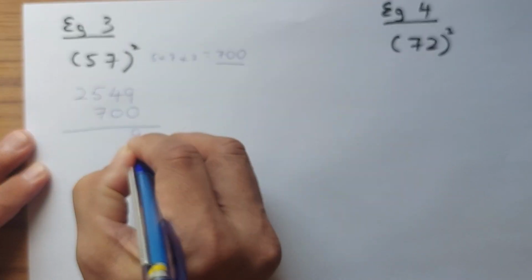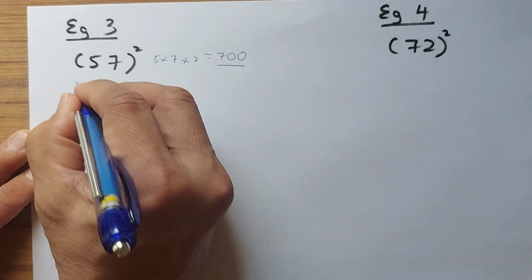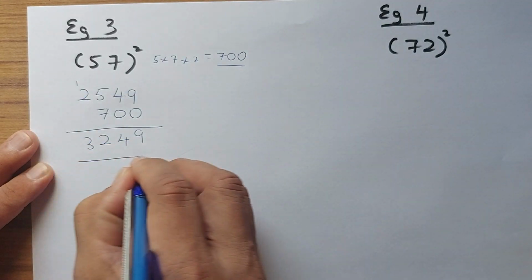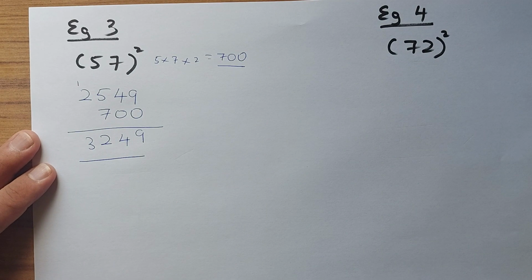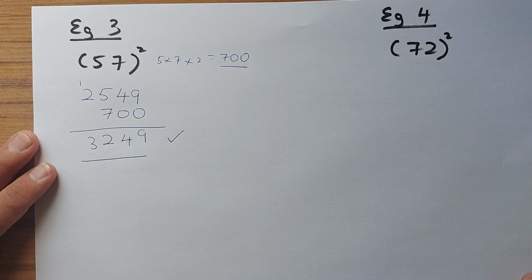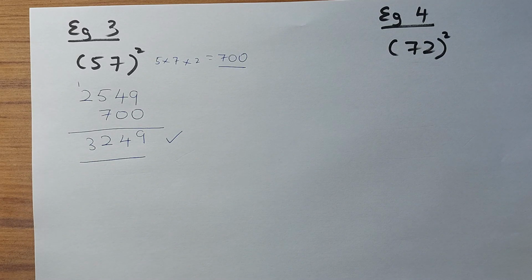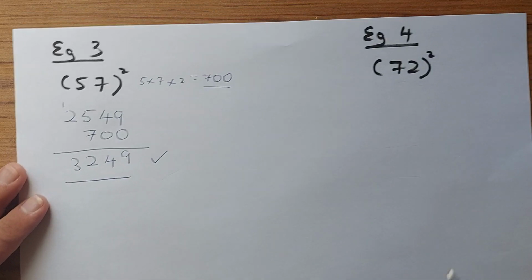9 plus 0 is 9. 4 plus 0 is 4. 5 plus 7 is 12. Carry up 1. 1 plus 2 is 3. So the square of 57 squared is 3249. And check your calculator. I confirm that it's going to be correct. And last but not least, a slightly different type of question.